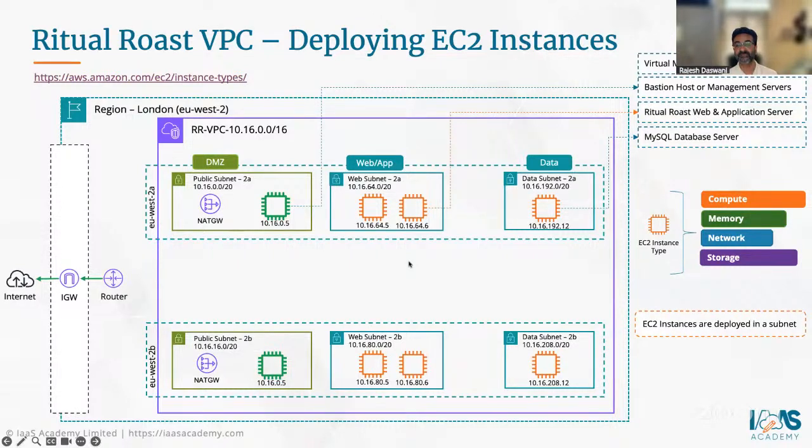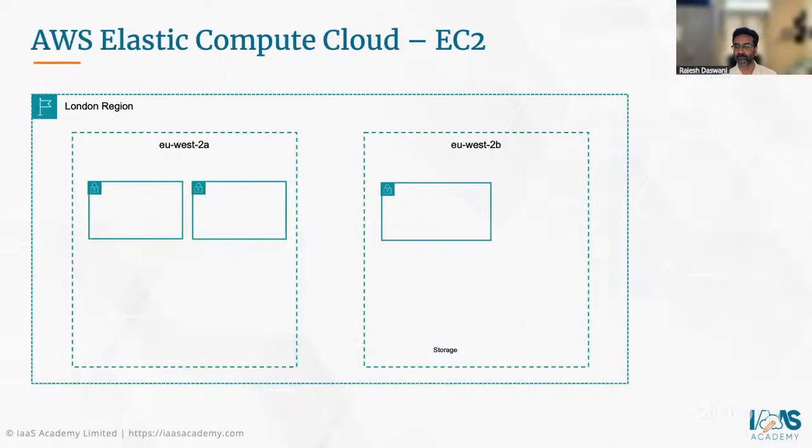So EC2 instances are deployed in a subnet. And so they're also known as zonal services rather than regional services. So you need to select the subnet you want to deploy it in. EC2 instances are AZ specific, or zonal specific. So they're availability zone specific, and you select the specific subnet you want to place them in.